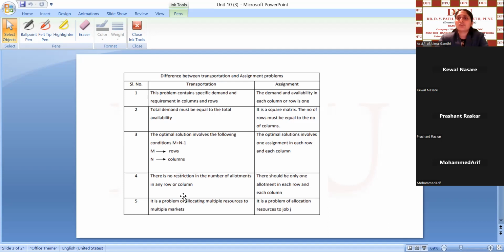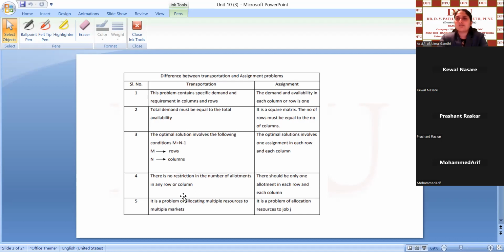As in a transportation problem, we are allocating at 2 places in a single row, or in the same column you are allocating at 2 cells, right? But this is not the case in an assignment problem. In an assignment problem, you can do only one allotment to each row and each column. Why is this the difference?